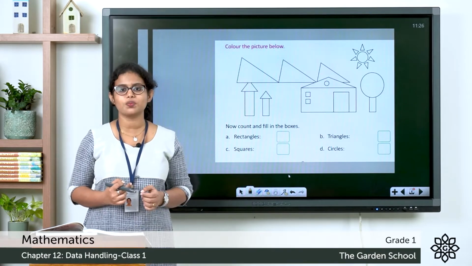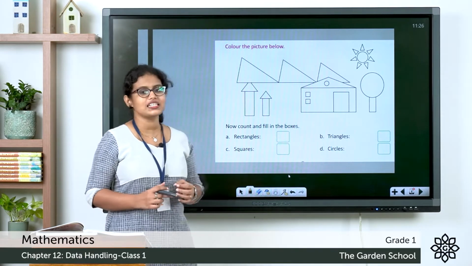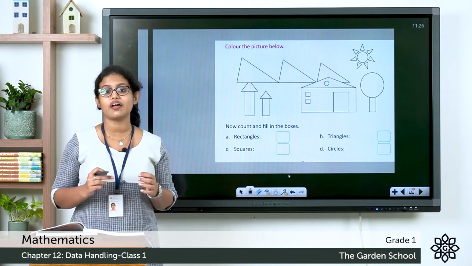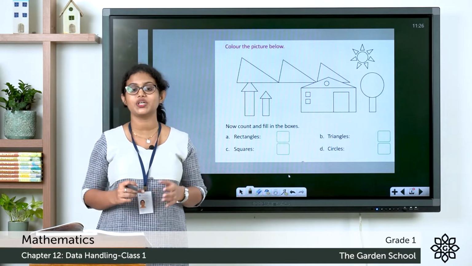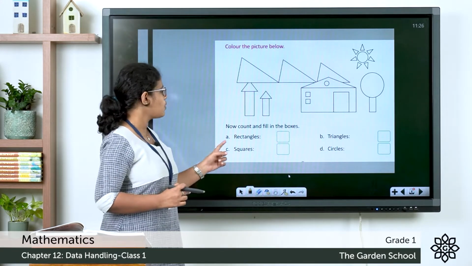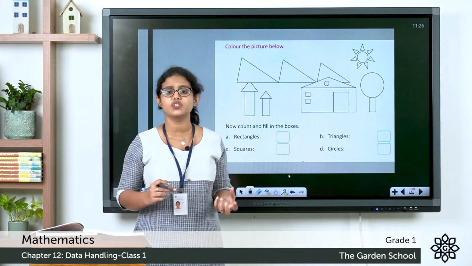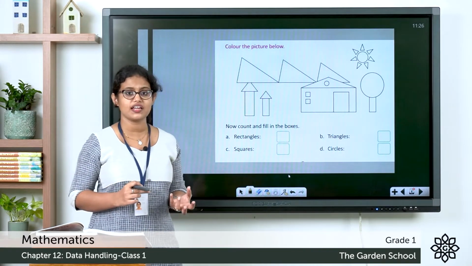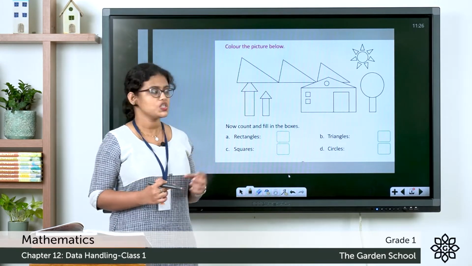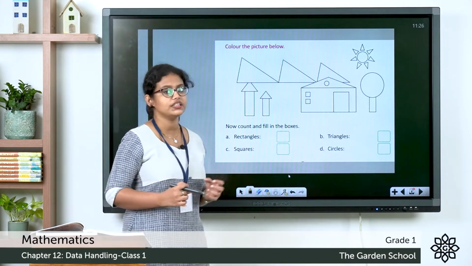Let's move to the next page, page number 169. In 169, you can see a picture. First, you have to color this picture. You can color this picture beautifully. Then what is given? Count and fill in the boxes. Here you can see different shapes. You can see rectangle, circle, square, triangles, etc. You have to count each of them and fill in the box.